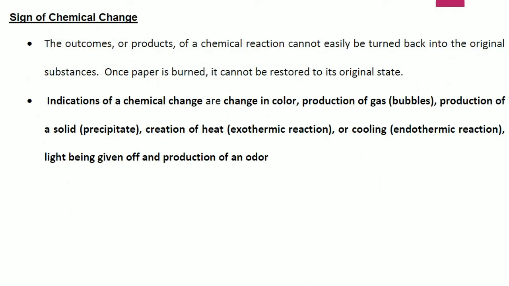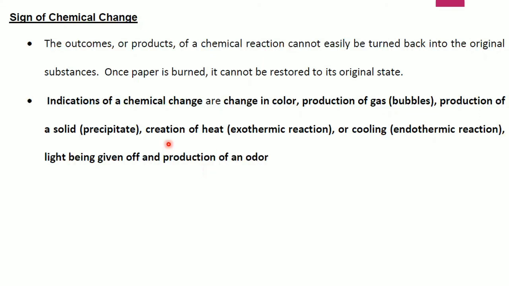There are some signs of chemical changes. For example, after a chemical reaction, normally the product cannot be turned back to the original substance easily. Once a paper is burned, it has turned into ashes, so we cannot restore it to the original state. Some other indications of chemical change include change in color, production of gas, production of precipitate, creation of heat, cooling, light given off, and also production of an odor.